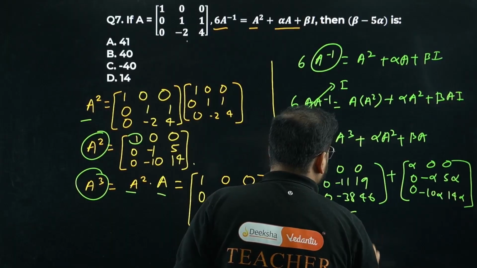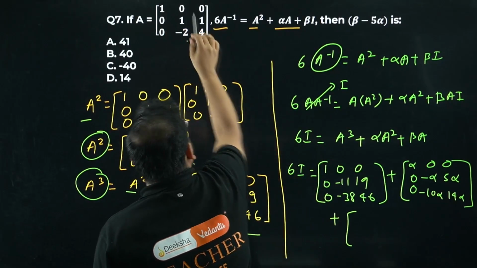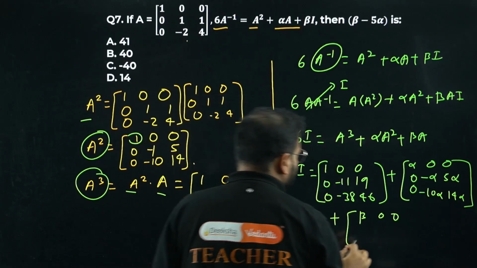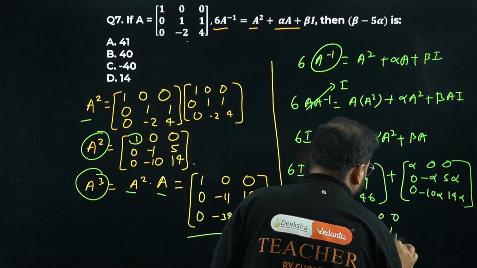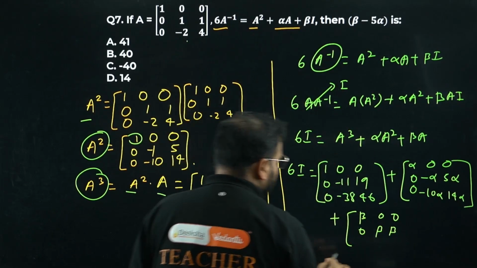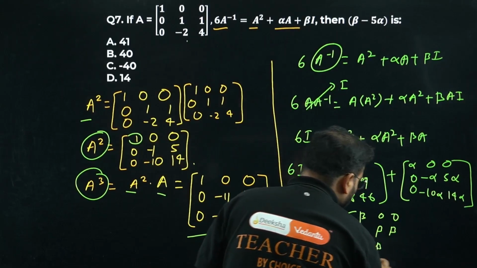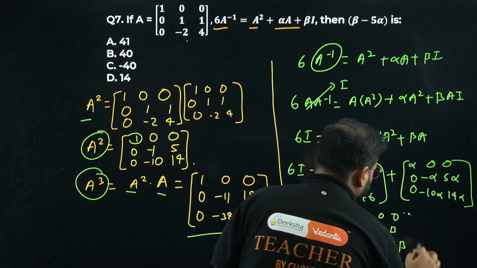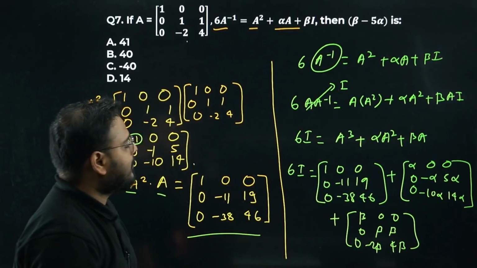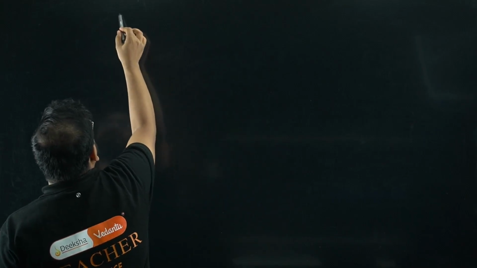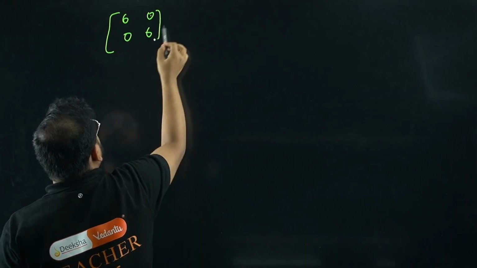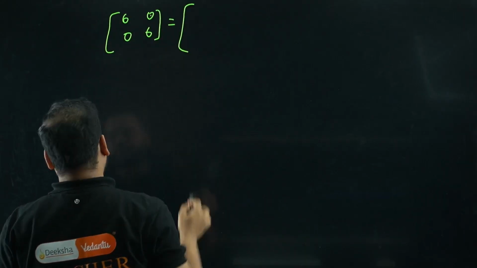Plus, wherever I have the number multiplied with beta, so beta 0 0, and again I have 0 beta beta. Okay, I have 0 minus 2 beta, and I have 4 beta. Alright, this is done. Now can I write this over here? 6I means 6 0 0 6.